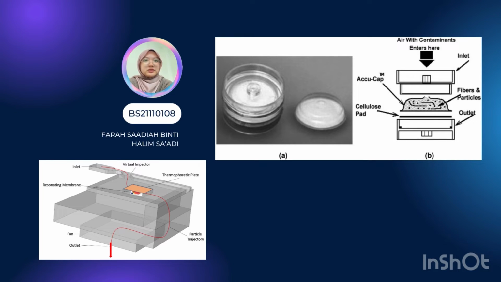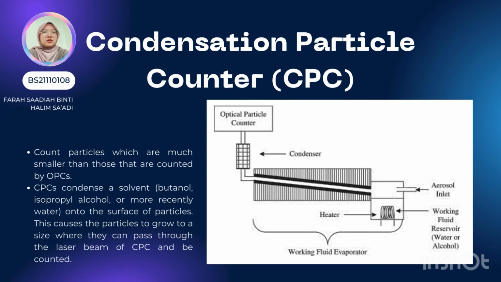Typical gravimetric filters are made from glass fiber. The surface is covered by an interlayer coating such as polytetrafluoroethylene, which serves as protection from chemical reaction. The condensation particle counter works similarly to an optical particle counter. The difference is that it can count particles which are much smaller than those counted by the OPC.